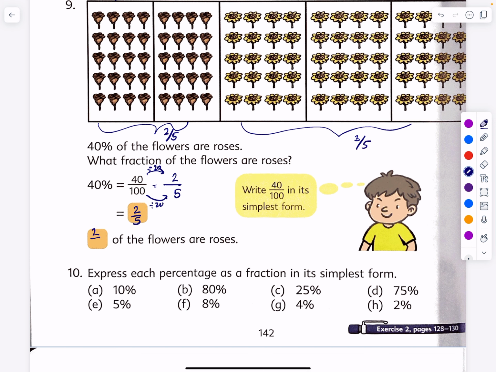So 2/5 are roses. So the next exercise we do, not difficult at all. Express each percentage as a fraction in simplest form.